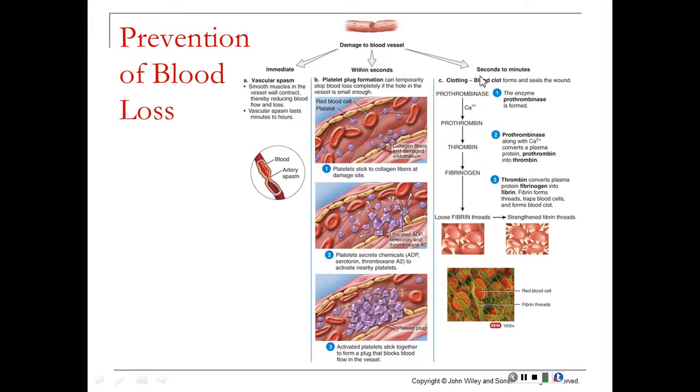This requires an enzyme called prothrombinase. Prothrombinase and calcium are going to convert prothrombin to thrombin. Thrombin is going to convert fibrinogen to fibrin, and fibrin forms threads, which traps blood cells and forms the blood clot, which once it dries out, it forms the scab.